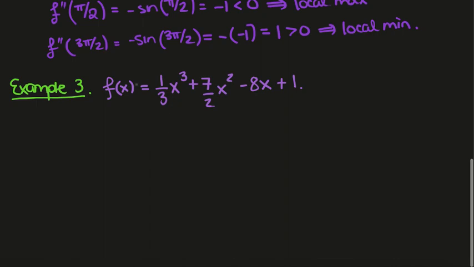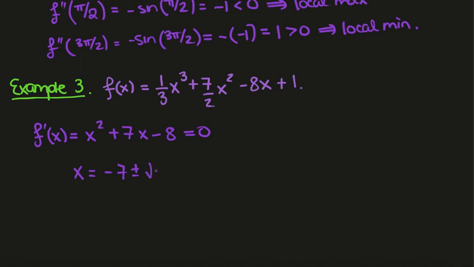Okay, so let's have a look at this cubic example. So here we'll have f prime of x is given by x squared plus 7x minus 8. Now if we set this equal to 0, then what we can do is, well, let's just maybe put this into the quadratic formula. So negative 7 plus or minus the square root of 49 minus 4 times 1 times minus 8 over 2.